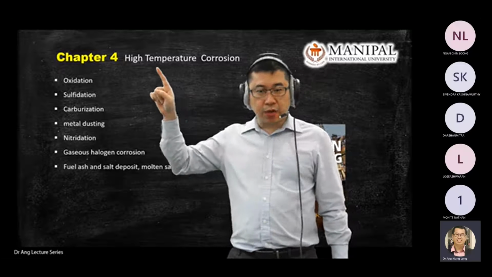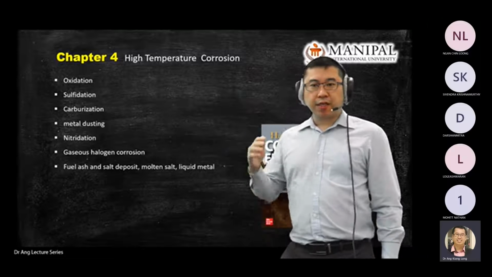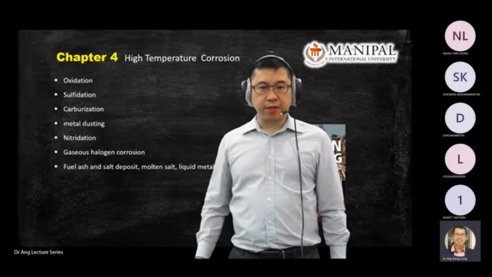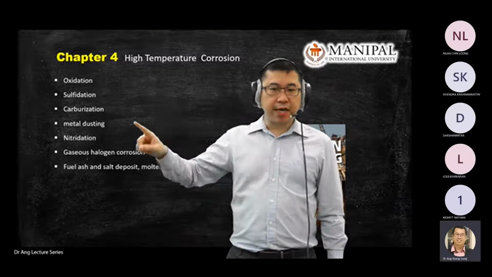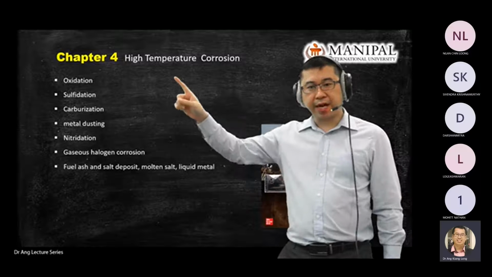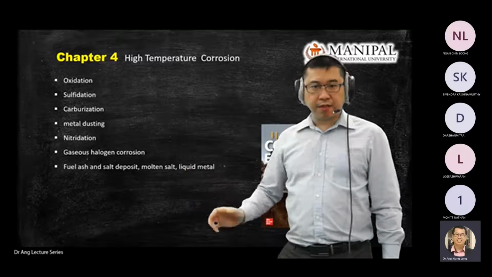So in this case, we look at the temperature factor. What happens if you have the four elements and then you increase the temperature? What will happen inside this high temperature setting? We fall under high temperature corrosion under chapter 4.